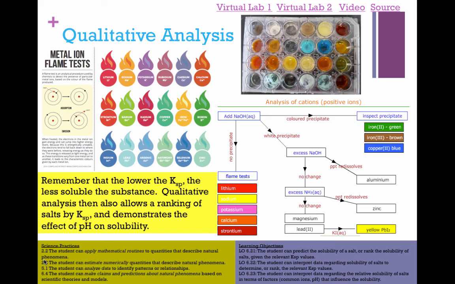Metal ion flame tests. You did these flame tests. If we need to do them again, I'll see if I can make the solutions and we can do them again. Lithium is red, sodium is orange, copper is blue-green, it's like teal. Barium is bright green, potassium is purple, bright pink.